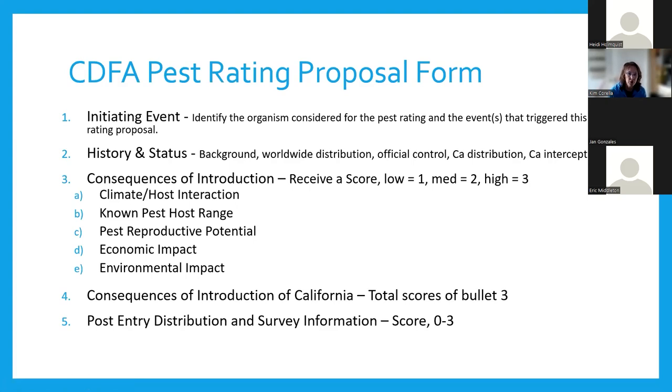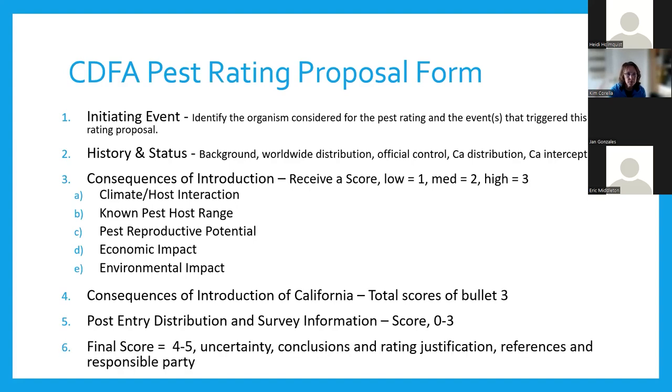If it's none, then you have a score of 0, obviously, all the way up to 3, that's highly spread in California. And for the final score, you subtract 4 through 5, and that's the final score. And that goes into the pest rating and what rating this pest is going to receive.